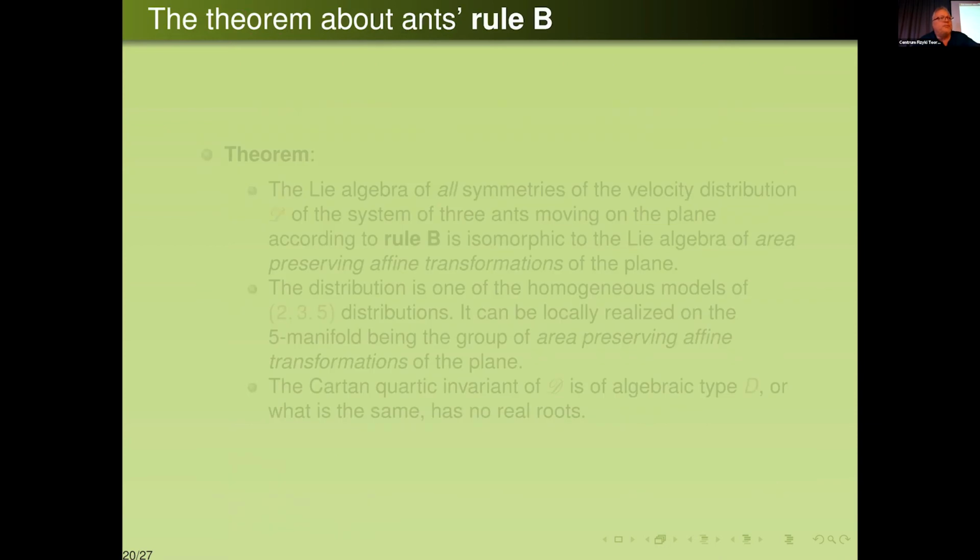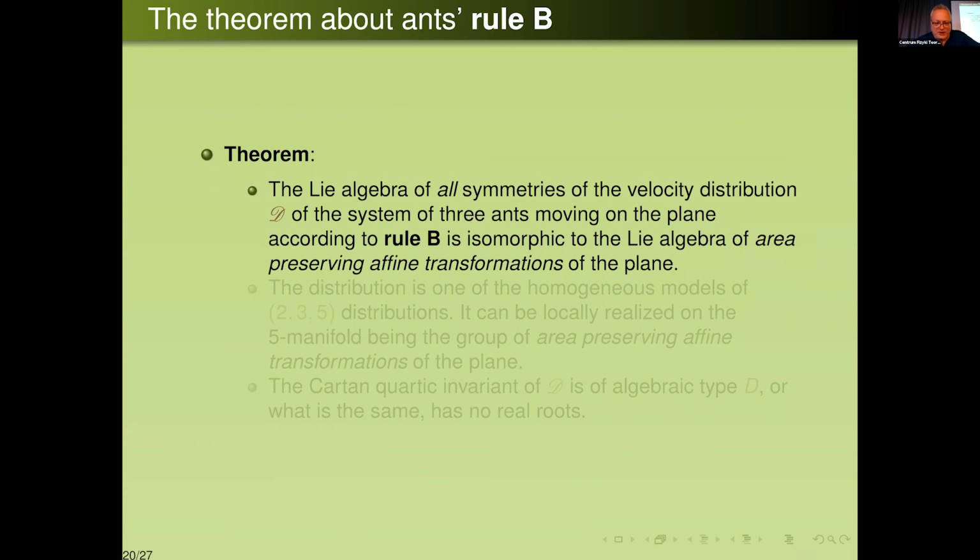So the total symmetry S will be SO3 plus SO3. No, nothing is obvious here until you calculate it. Okay, anyhow, the theorem which we proved with Andrei Agrachev is the following. The Lie algebra of all symmetries of this distribution is precisely this five-dimensional Lie algebra. So that's it. Nothing more.